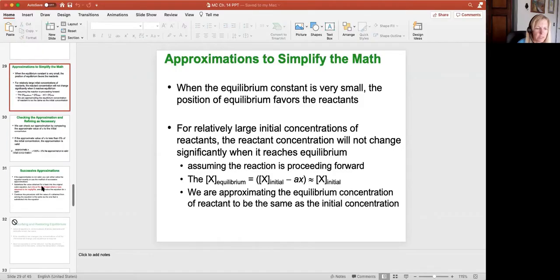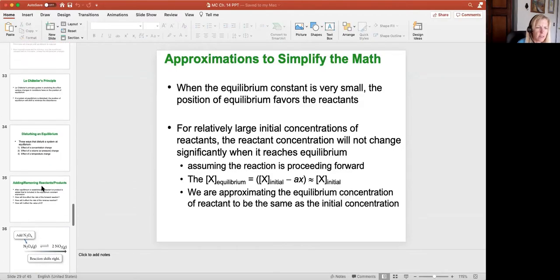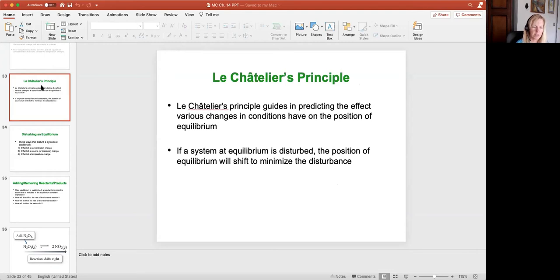All right, we're going to switch gears here, and now we're going to talk about these stressors that you can apply to a chemical reaction at equilibrium that's going to shift it in one direction or another. This is called Le Chatelier's principle. Le Chatelier's principle is just that if you have a system that's at equilibrium, you can disturb it. There are things you can do to disturb it that are going to shift that equilibrium, and it could shift it in the forward direction, or it could also shift it in the reverse direction.